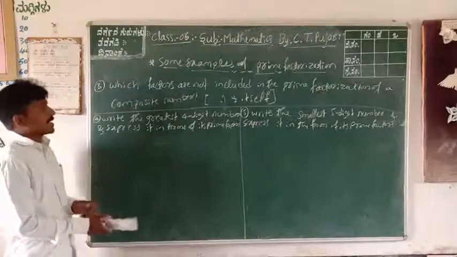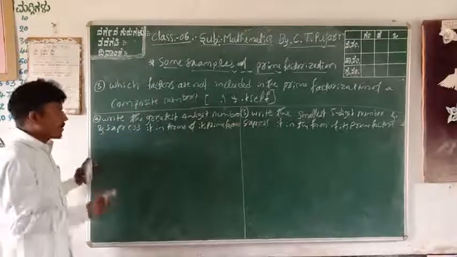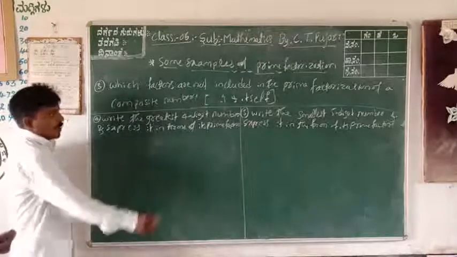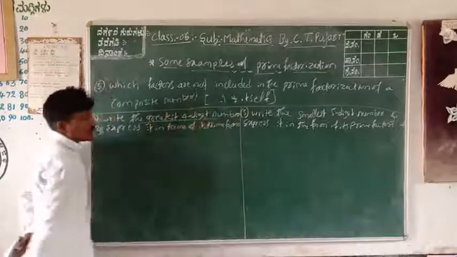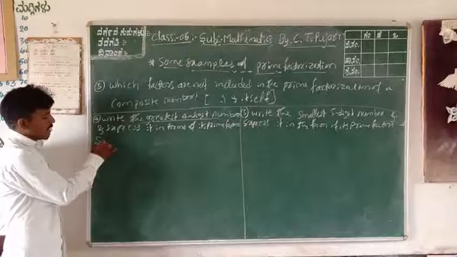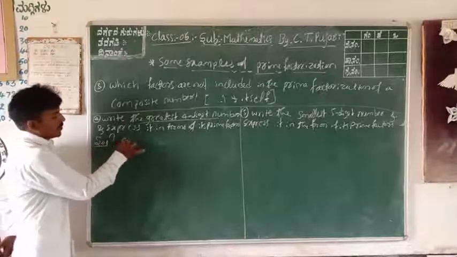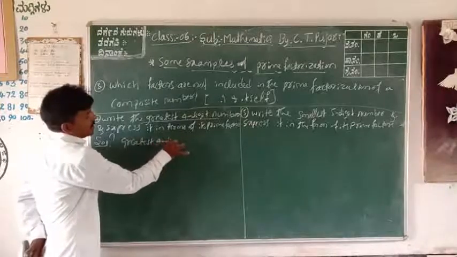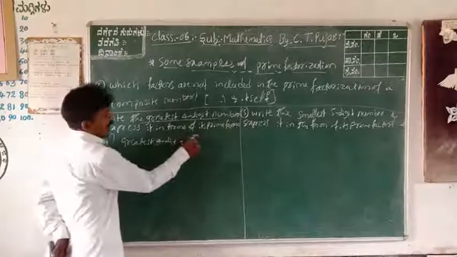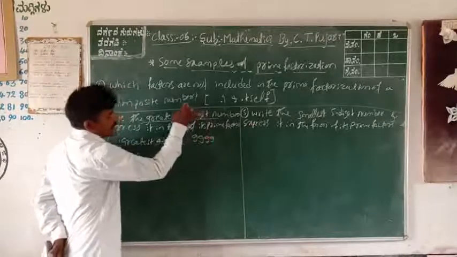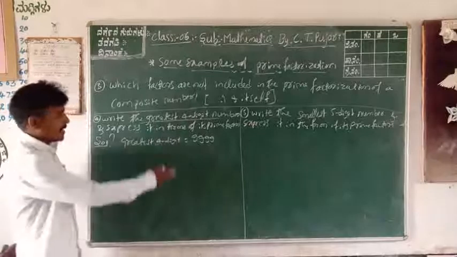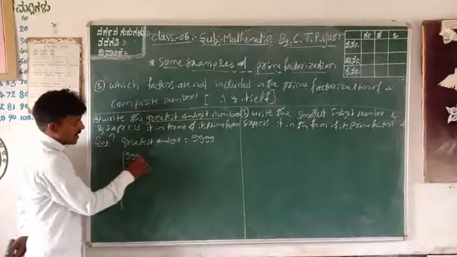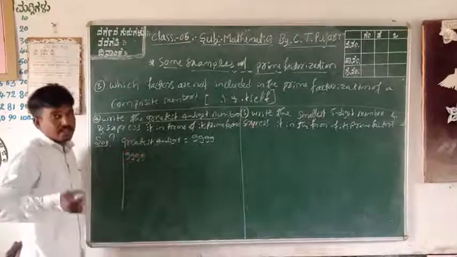Write the greatest 4-digit number and express it in terms of its prime factors. What is the greatest 4-digit number? Solution: the greatest 4-digit number is equal to 9999. This is the greatest 4-digit number. You can find out the prime factors. Take 9999. You can take the smallest number.